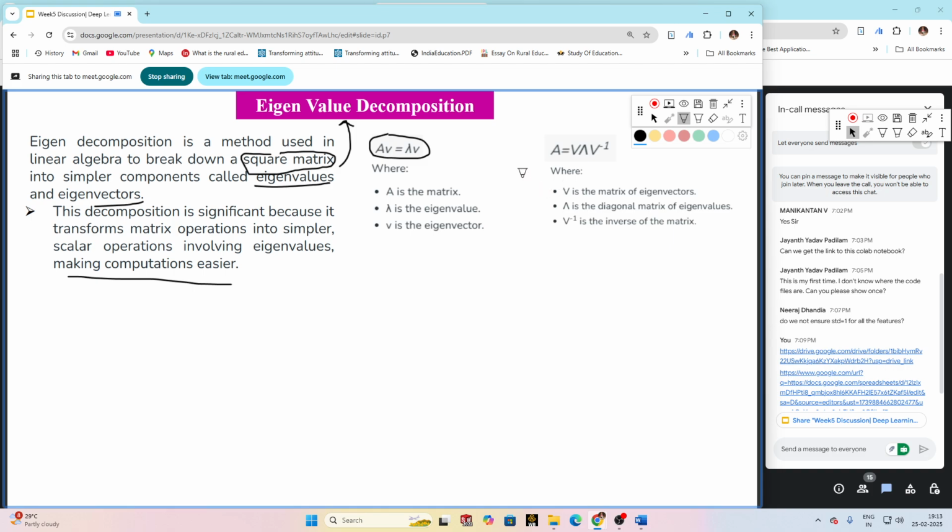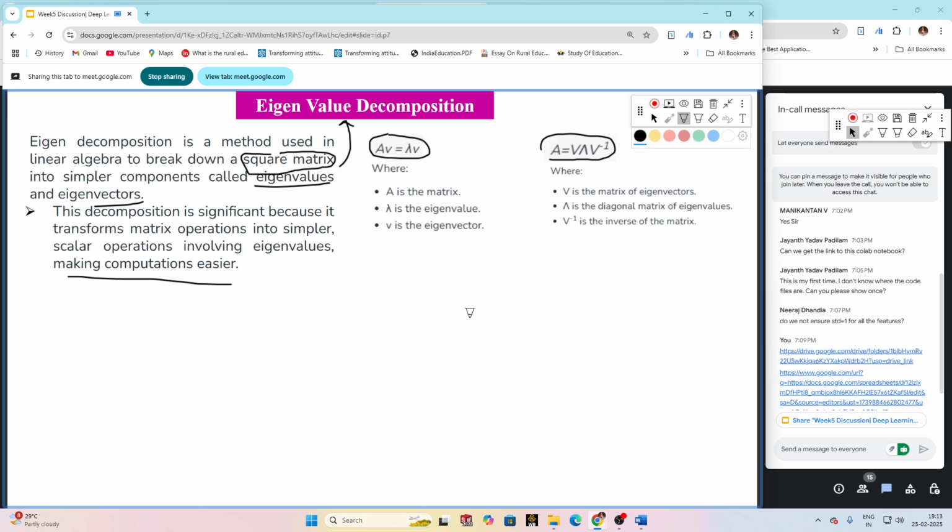Now how can we do the eigenvalue decomposition of this matrix A? It can be done by this formula: A equals V lambda V inverse. What is V? V is the matrix of eigenvectors. What is lambda? Lambda is the diagonal matrix of eigenvalues. And what is V inverse? V inverse is the inverse of the matrix V. So that is the thing.